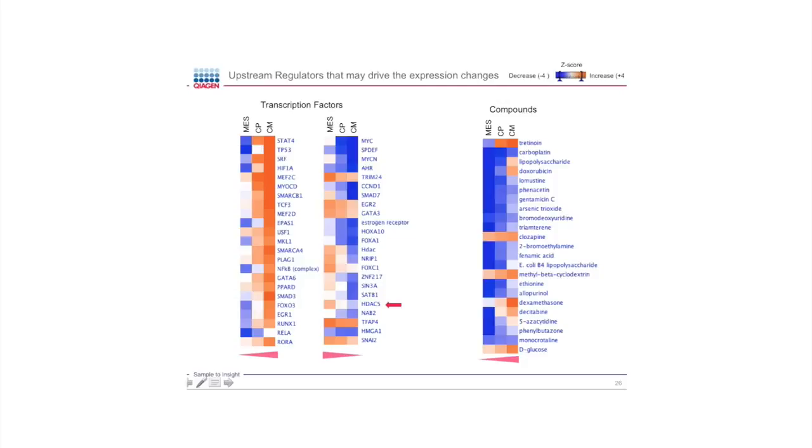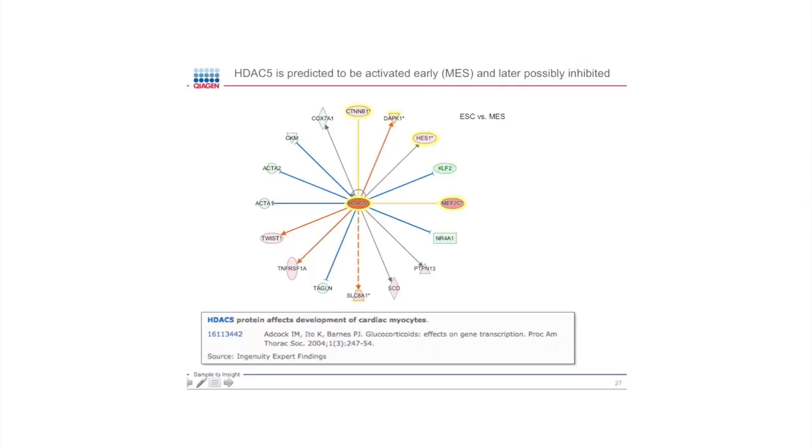So, transcription factors that increase or decrease during this differentiation program. One interesting one is HDAC5, which starts out predicted as increased in the mesoderm cells versus the starting culture, but then decreases over time in predicted activity. So let's take a look at that. There's also compounds, and we'll talk about that in a minute. So for HDAC5, this is the set of molecules from the data set that are arranged around the predicted transcription regulator.